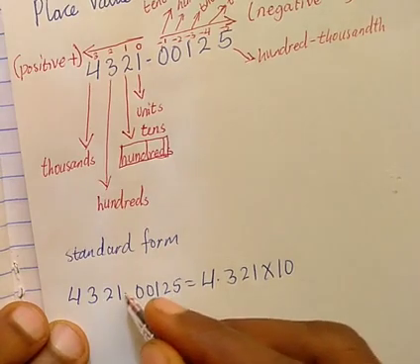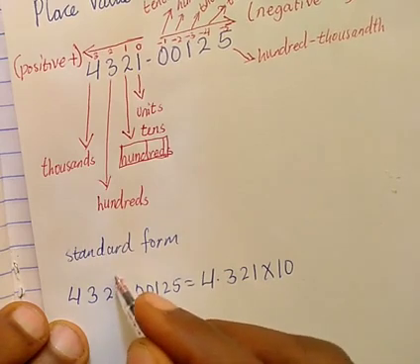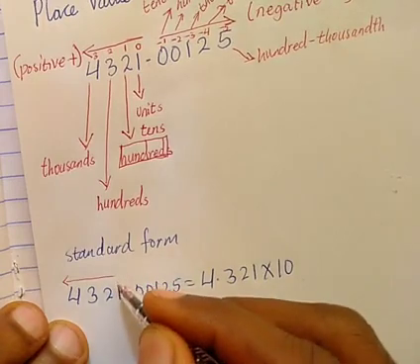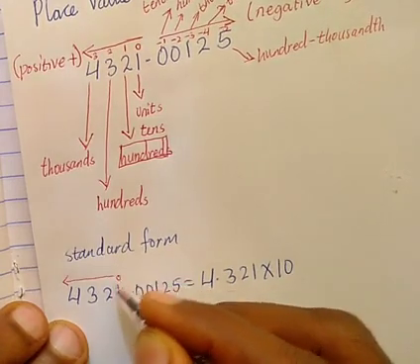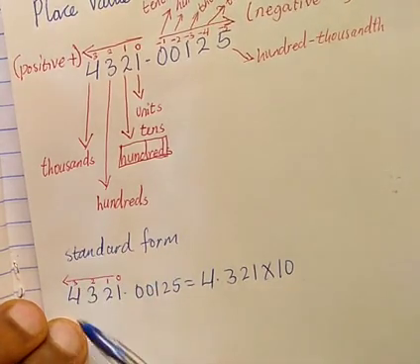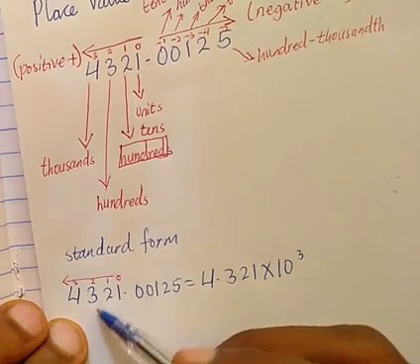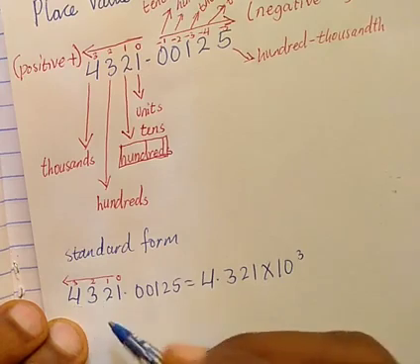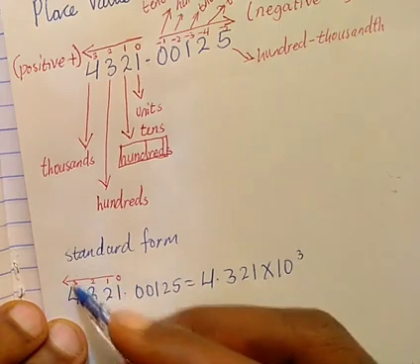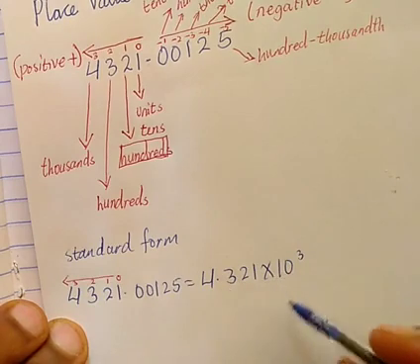So let's count. Since we have some digits before the decimal, we are going to consider the left hand side. Now from the last digit, start from 0, 0, 1, 2, 3. So the place value of 4 is 3. Units, tens, hundreds, thousands. So we have 4,000. So that's why we have 3 here: 0, 1, 2, 3. So the final answer is 4.321 times 10 raised to power 3.